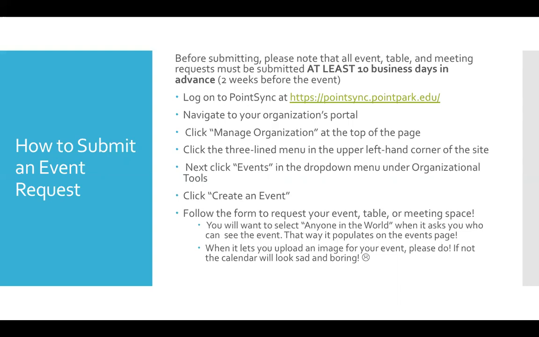To do this, you log on to PointSync, you navigate to your organization's portal, click Manage Organization at the top of the page, click the three-lined menu in the upper left-hand corner of the site, and then you click Events in the drop-down menu under Organizational Tools, click Create Event, and then follow the form to request your event, table, or meeting space. You want to make sure that you select anyone in the world when it asks you who can see the event. That way it populates onto the events page and campus can see it.